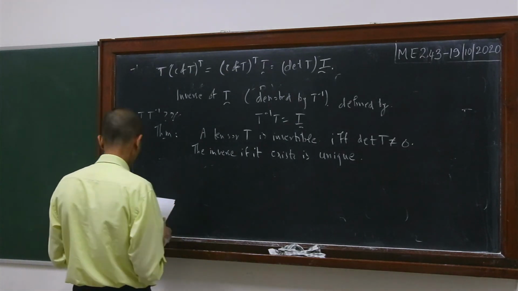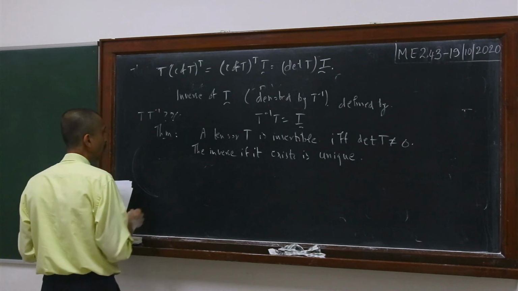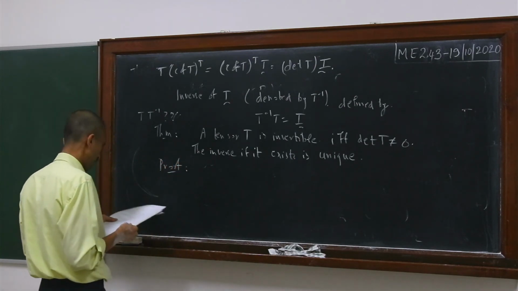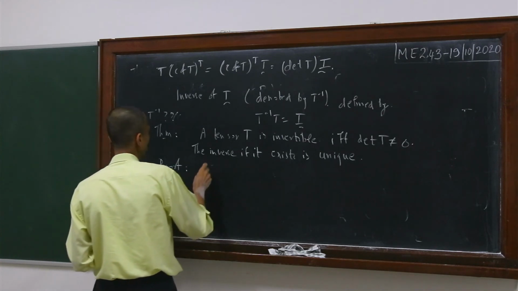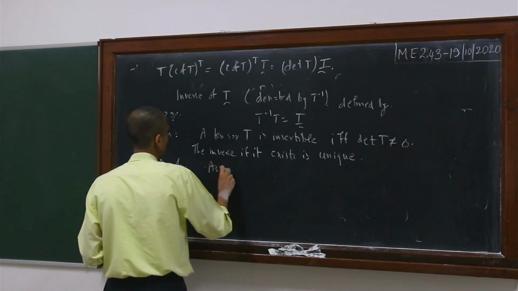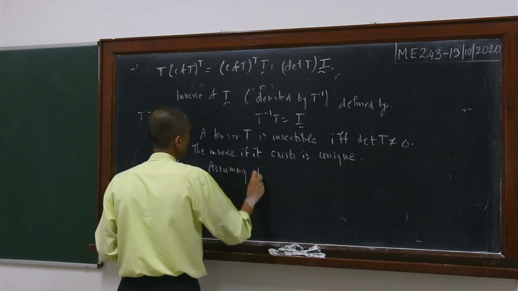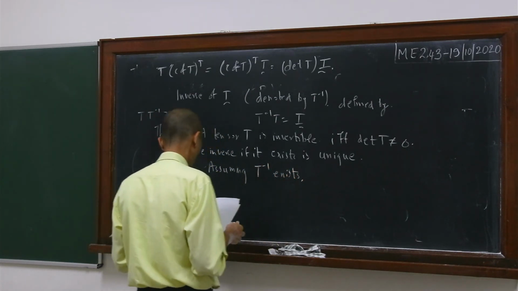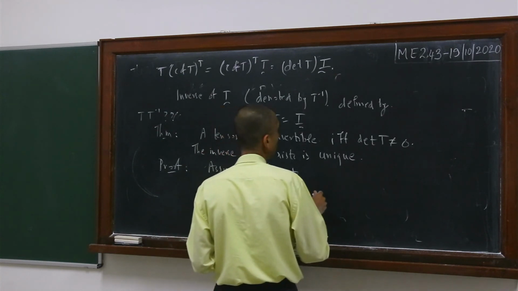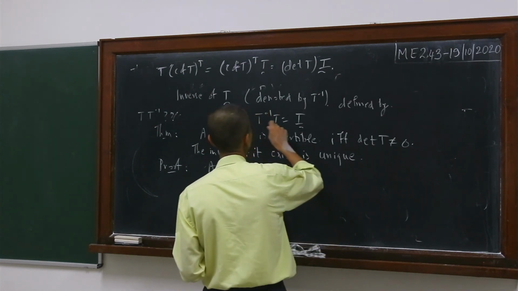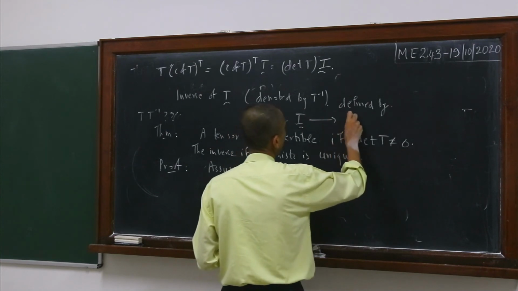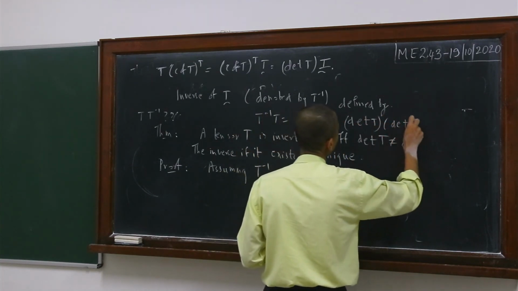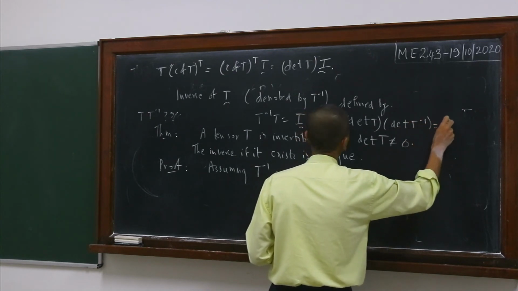First, let us see the invertibility part. Proof: assuming T inverse exists, we have this defining characteristic. From this, we get that determinant of T times determinant of T inverse is equal to 1, correct?